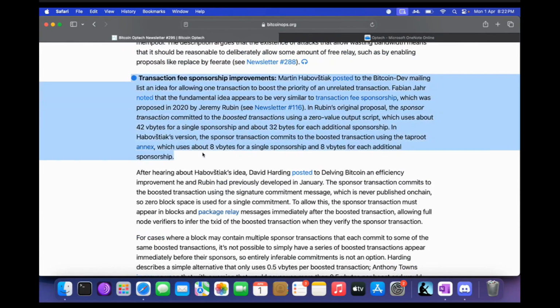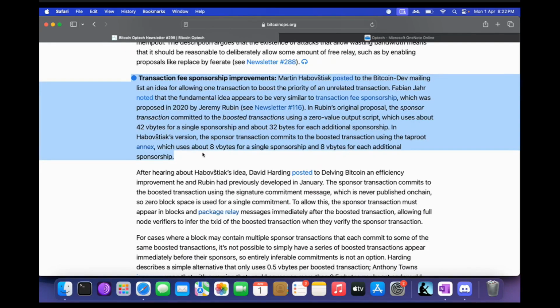Okay. Martin Habovštiak posted to the Bitcoin Dev mailing list an idea for allowing one transaction to boost the priority of an unrelated transaction. Fabian Jahr noted that the fundamental idea appears to be very similar to transaction fee sponsorship, which was proposed in 2020 by Jeremy Rubin, see newsletter number 116.